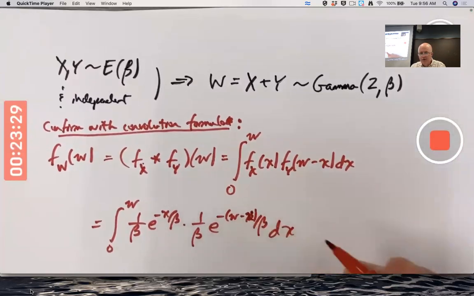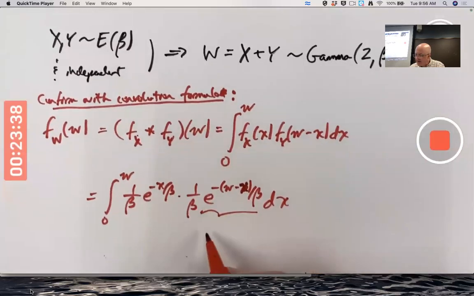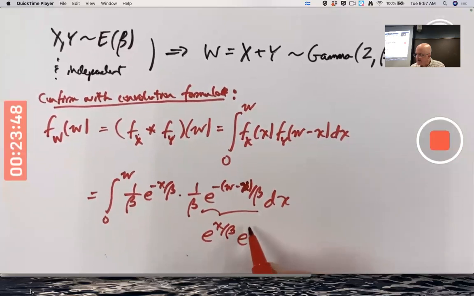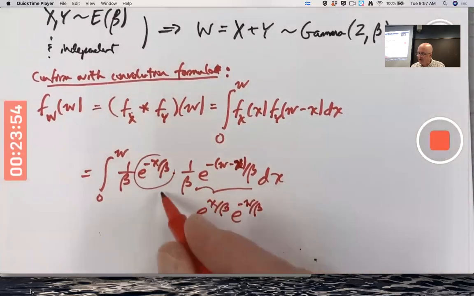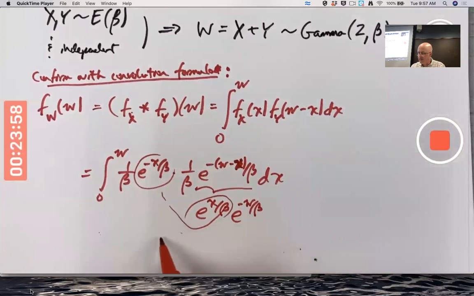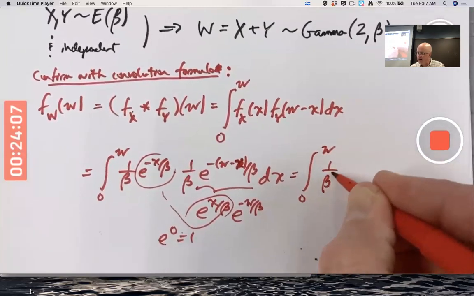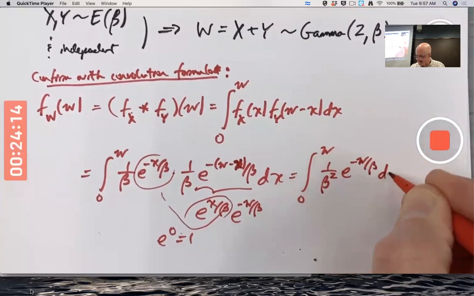That's an x there. Can't quite see that. That's an x. Of course, I can distribute the minus sign through. That's the same as e to the negative, e to the positive x over beta minus w over beta. And I could write that using properties of exponents like this. And then continuing to use properties of exponents, if I combine these two things, I get e to the 0, which is 1. So I'm really integrating 1 over beta squared. There's 2 factors of 1 over beta. E to the negative w over beta dx, not dw.